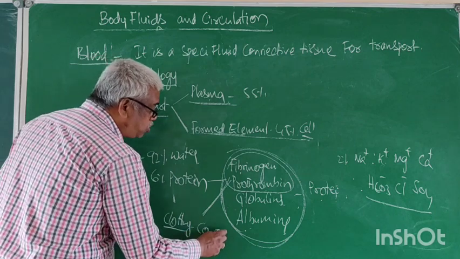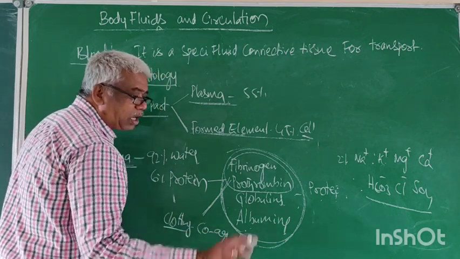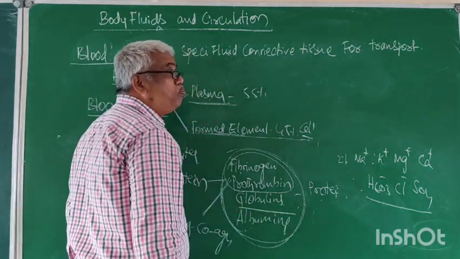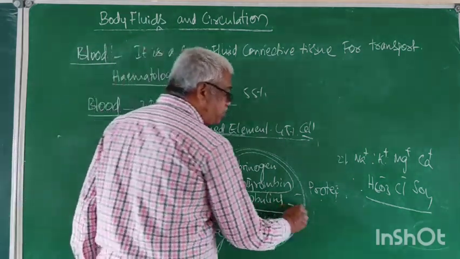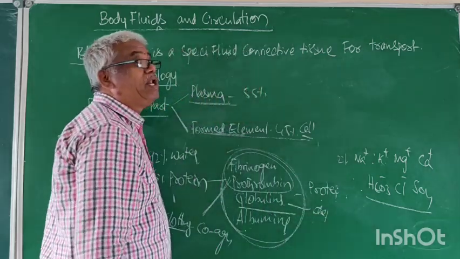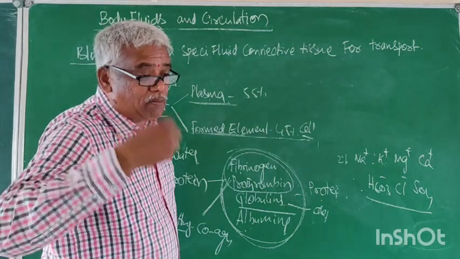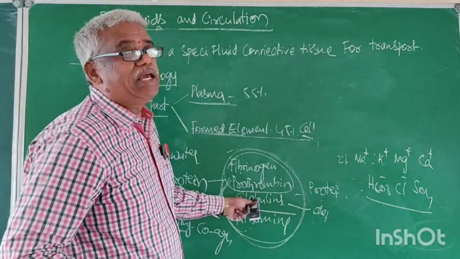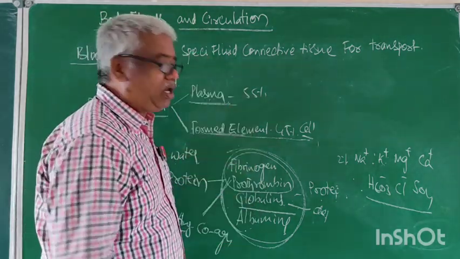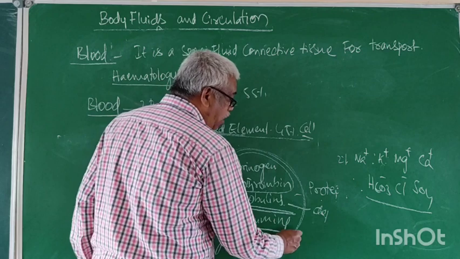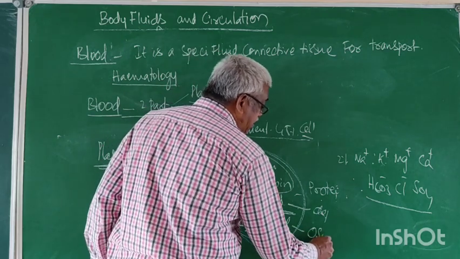Or coagulation. Globulins help in defense, immunity. If any foreign molecule or bacteria enters the blood, globulins inactivate the foreign molecule. And albumin helps in osmotic balance.